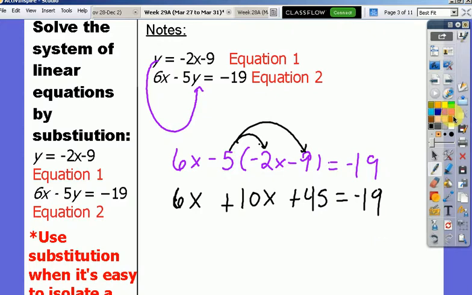You add the x's. Yeah, I add the x's. Armando, what am I doing? 16. What's my next step? What do you do? What's my next step, Armando?